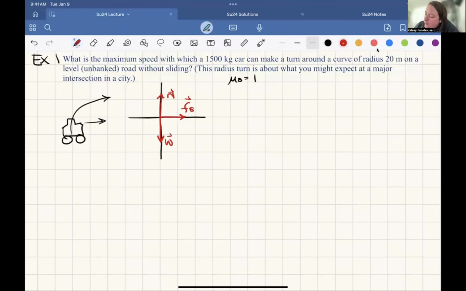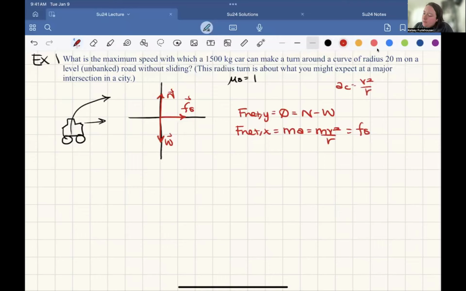Okay. Now the net force in y is 0. No acceleration in y. It's the normal force minus the weight. And then the net force in x is the mass times the acceleration. And this is centripetal acceleration because it is in circular motion. You remember that is v squared over r. So I'm going to write that as mv squared over R. And then the only force we have is our static friction force.